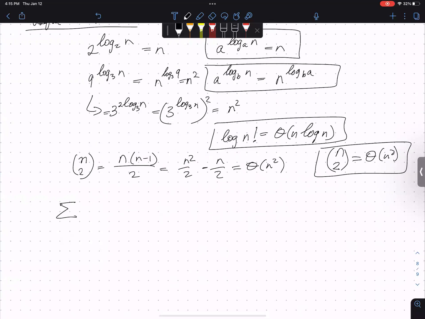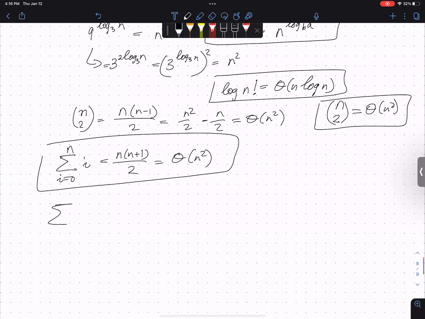You might have seen, well, I bet you've seen this sum. Remember, this is equal to n times n plus 1 over 2. And this is again a polynomial of degree 2. So that's a property.